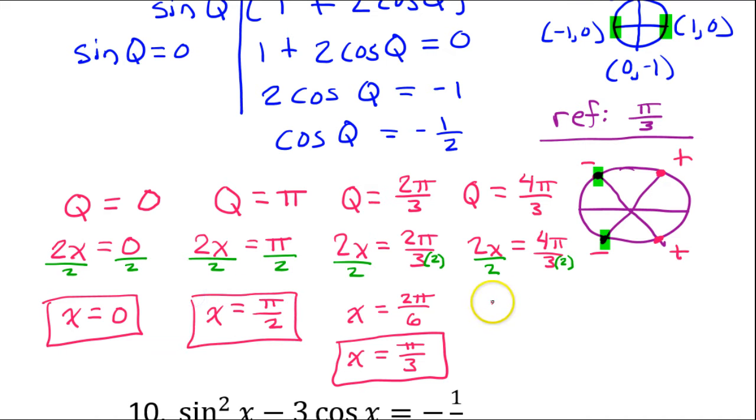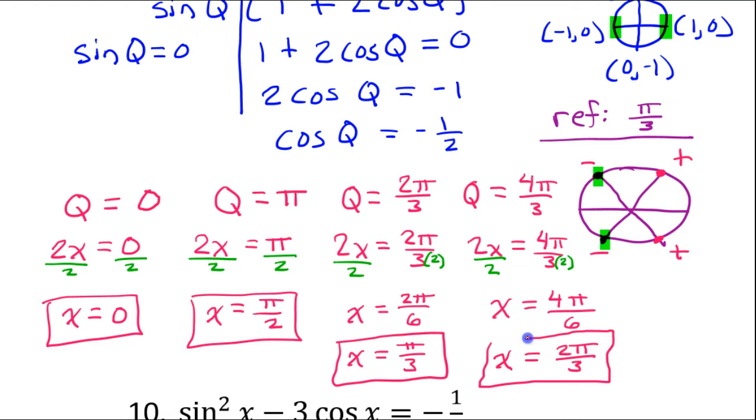And over here, I will get x is equal to 4 pi over 6. But that will give me x is equal to 2 pi over 3. So these are the 4 actual solutions to the original equation. Okay, wow, that was really interesting.